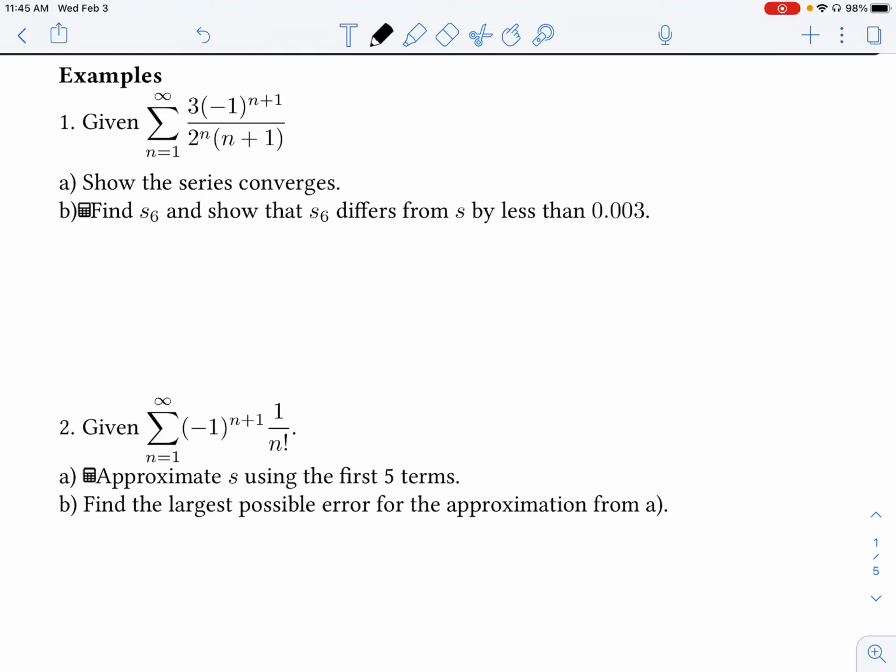Now, you don't have to do this for every single one, but anytime it asks you to, obviously you want to make sure you know how to show that this series does indeed converge. So my first step is to actually write out the first however many terms in the series. And I can see in part B, it's going to ask me for the sixth partial sum. So I definitely want to add up at least the first six terms. So let's go ahead and write this.